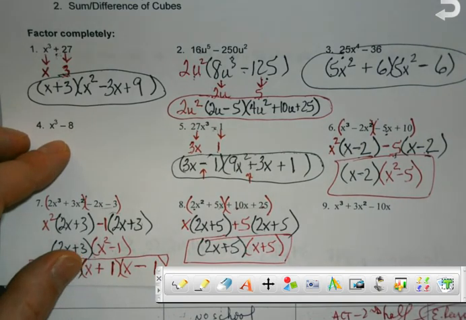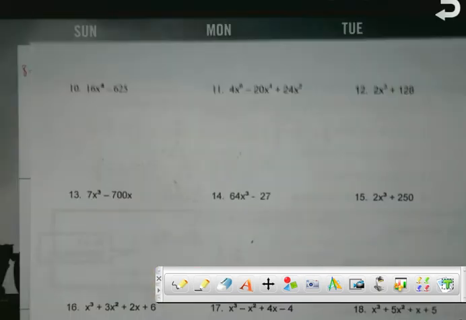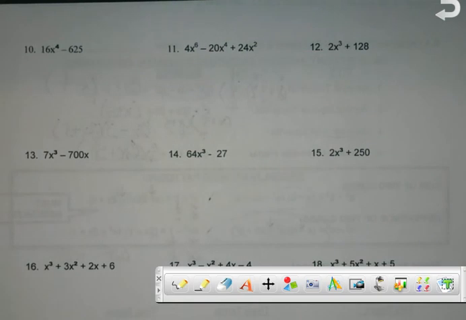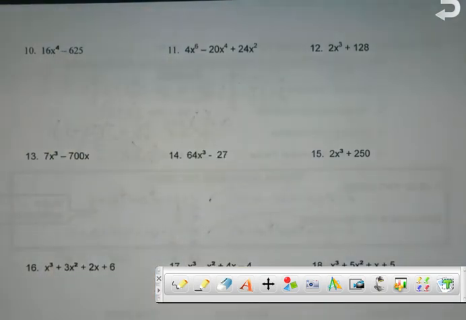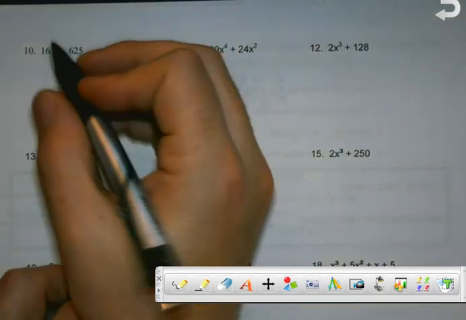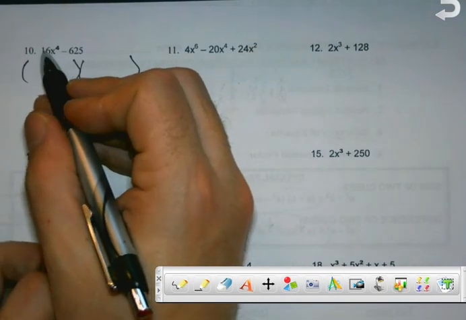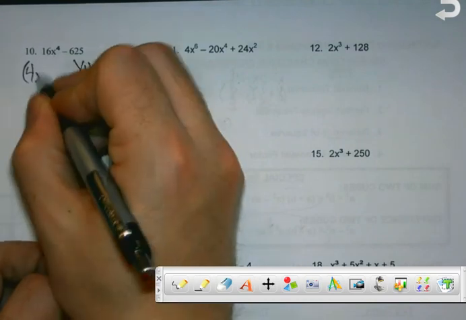Now, some other twists that may come your way. We're going to go to the back. Now, you may not recognize number 10 right away as a difference in squares, but it is. You're like, well, wait a minute, square, that's the 4th. But again, it's an even exponent, 2, 4, 6, so squared can still come into play. So let's think about this for a minute. What do I square to get 16? 4. Okay. What would I square to get x to the 4th? X squared.